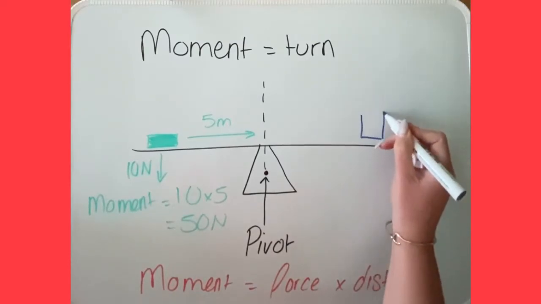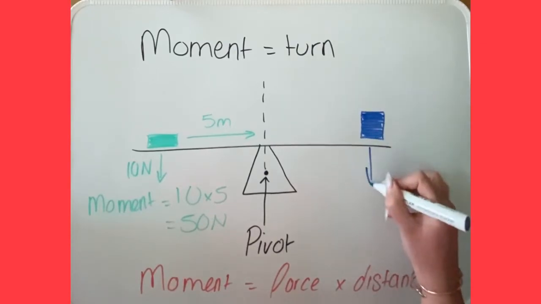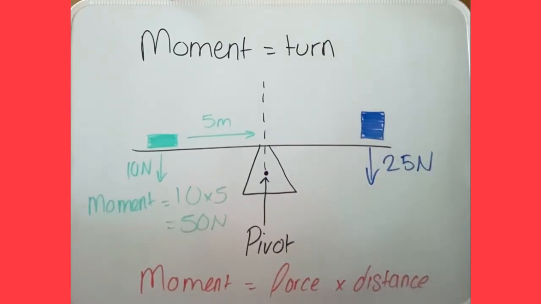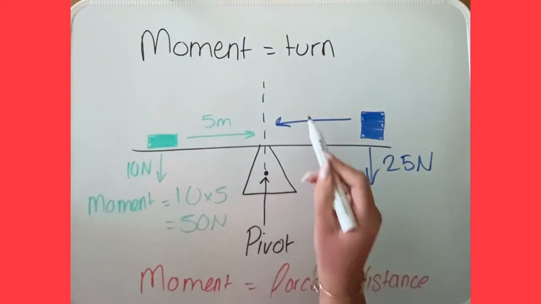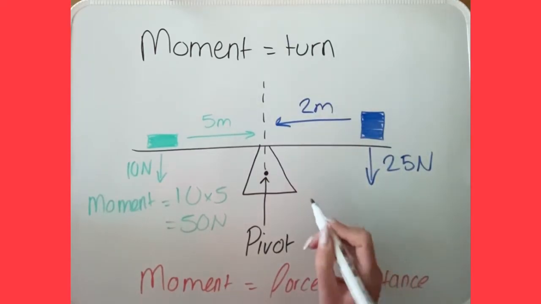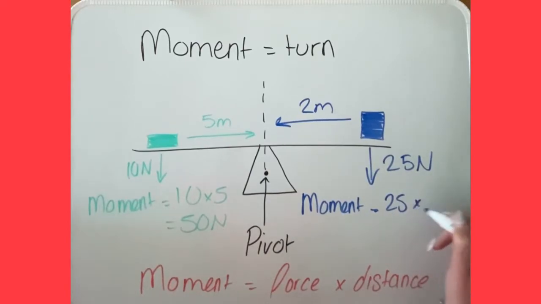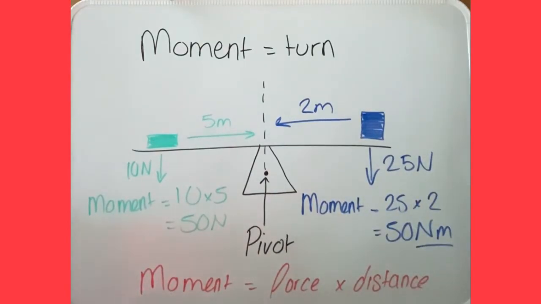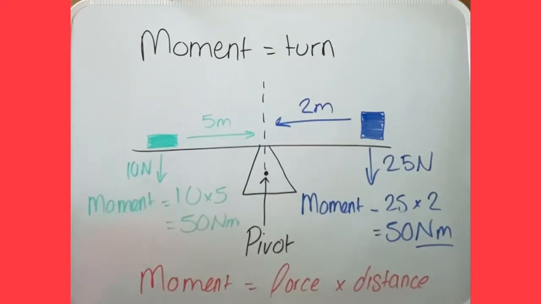Now, let's compare this moment to the moment of my object on the right. My object on the right has a much greater force acting downwards on it, of 25 newtons, but is not as far away from the pivot as my object on the left was. This is only 2 metres away from the pivot. So in this case, I would times 25 by 2, also giving me 50. Now, notice my unit for moment. It is in newton metres, so a capital N and a lowercase m.